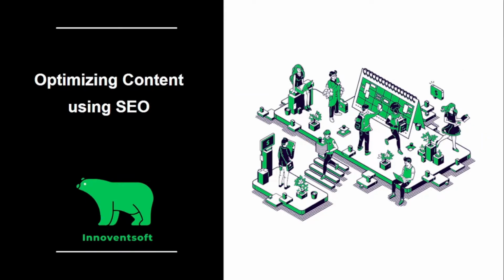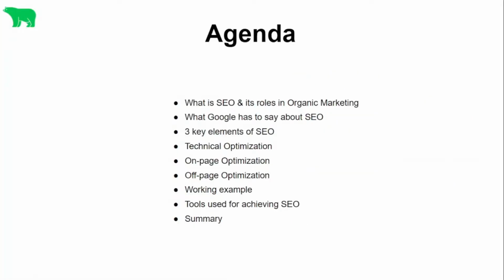Today we'll discuss optimizing content using SEO. As per the agenda, we'll look into what search engine optimization is and its role in organic marketing. We'll discuss what Google has to say about SEO. Then we'll understand three key elements of SEO, that is technical optimization, on-page optimization and off-page optimization.